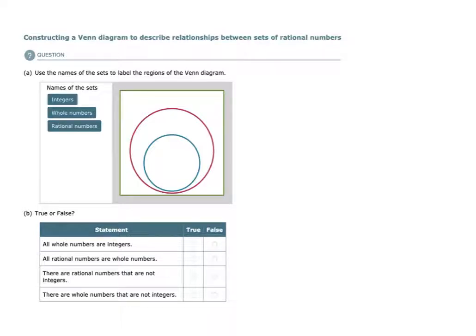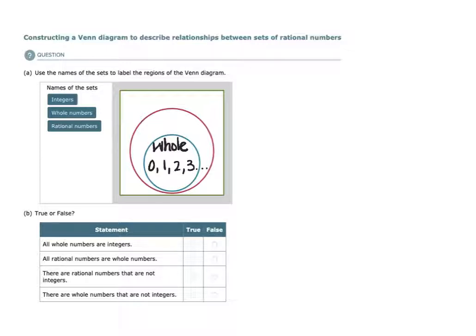We're going to construct a Venn diagram to describe relationships between sets of rational numbers. The first set of numbers we're going to look at are the whole numbers. And the whole numbers fit into this smallest circle. They include the numbers 0, 1, 2, 3, and so on. What it means to be a whole number is that there are no fractional parts or decimal parts. It's just the whole number.